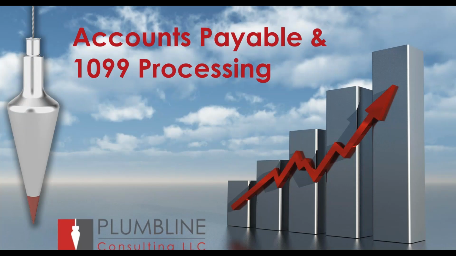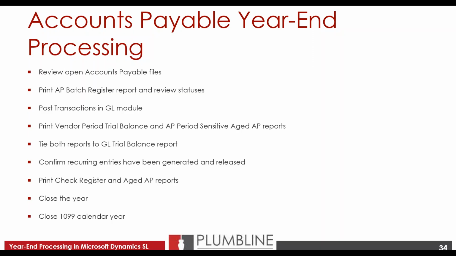Now we'll go ahead and take a look at accounts payable and your 1099 processing. So here we have an overview of the steps for year-end processing in AP. We want to review your open AP files, make sure we print the AP batch register report, and you would take a look at the batch statuses there, just looking for anything that may need processed yet. Also, go ahead and post your transactions in the GL Post Transaction screen. The vendor period trial balance report and also the period sensitive aged AP reports can be printed, and you can tie these reports to your GL trial balance report on the general ledger side.